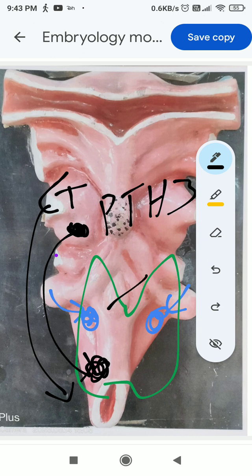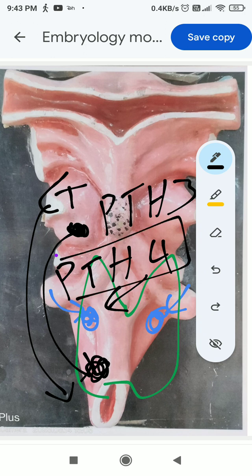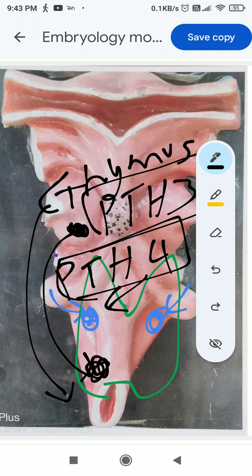So superior parathyroid is coming from parathyroid 4, no confusion over there. Inferior parathyroid is coming from parathyroid 3, or the third pouch, because thymus, which is developed in the middle of the neck, will be dragged down into the mediastinum. That is the answer. If you remember this, you are a genius.